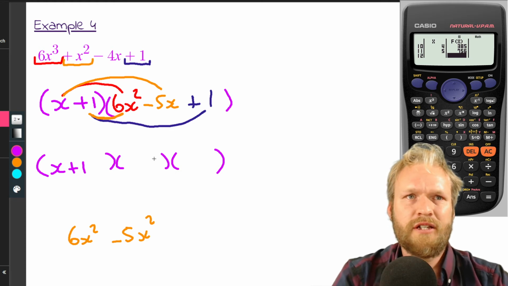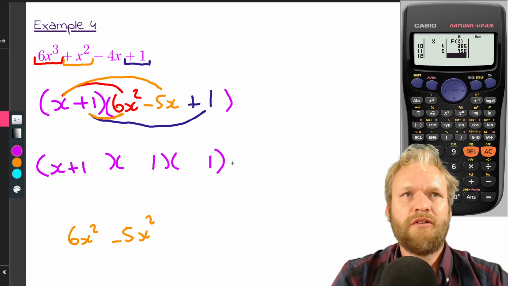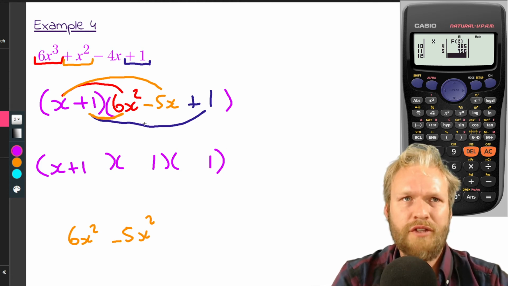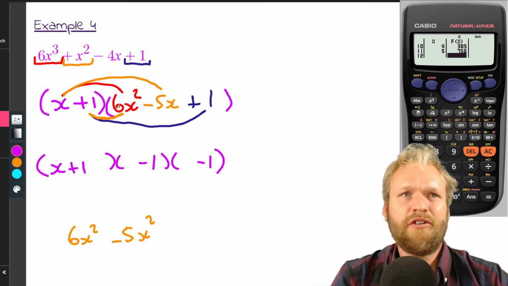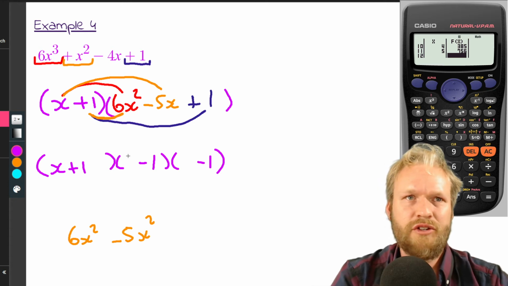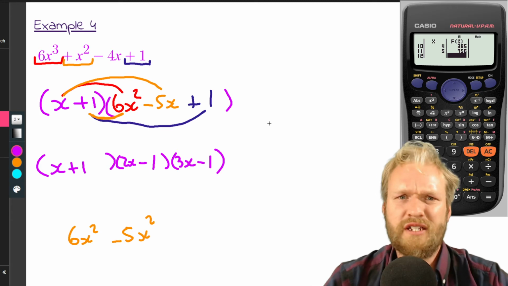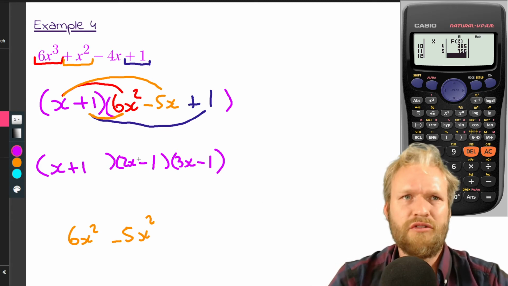Well, this must be 1 times 1 to give us our 1 at the end. This is negative, so it's probably going to be negative, negative. And there aren't really too many options. 6 is either 1 times 6 or 2 times 3. So I think it's 2x and 3x. But you've factorized enough quadratics by now to do that.